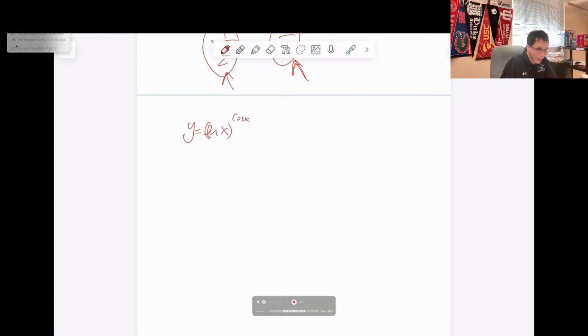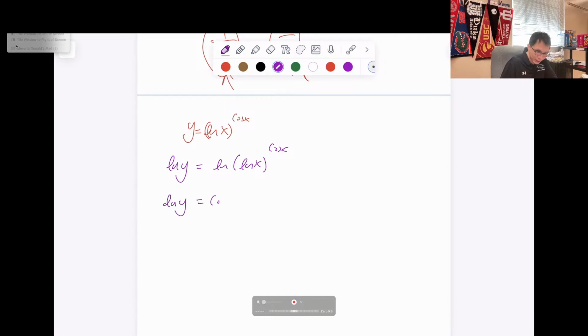So I cannot do that. I cannot bring it down yet, but I can do something else to bring it down. That's going to be natural log of y is equal to natural log of x to the cosine of x. Now you can bring the power down. So that's going to be cosine of x times ln of x. And now you can get to this stage. This problem has a first difficulty already because of the parentheses, the argument to the power. In order to do that, you have to natural log both sides.